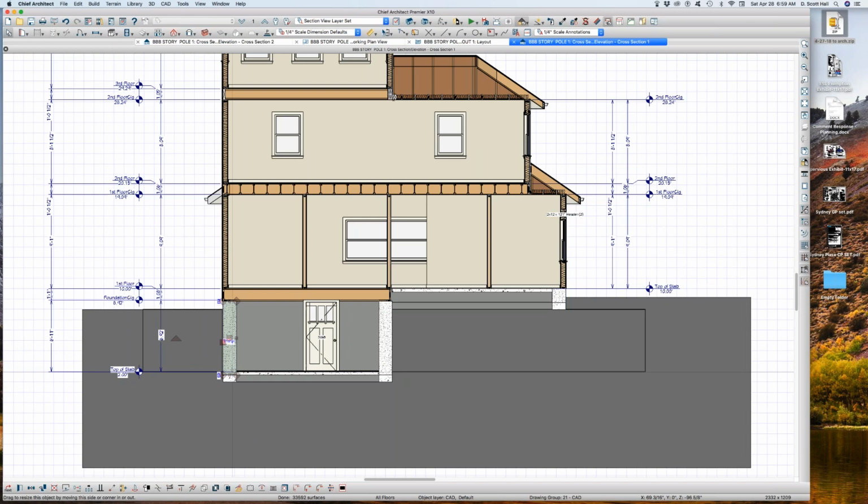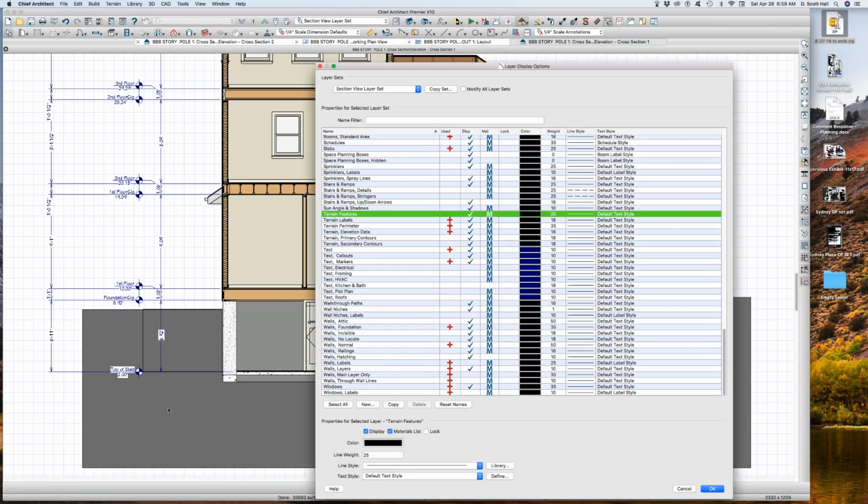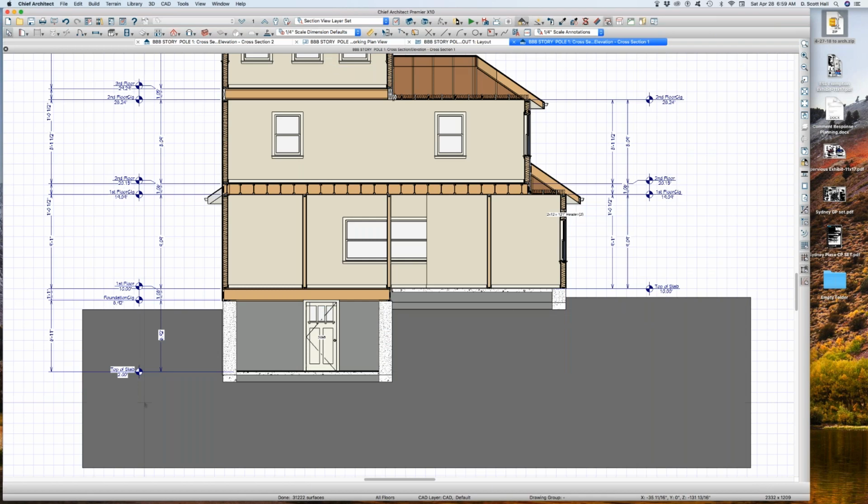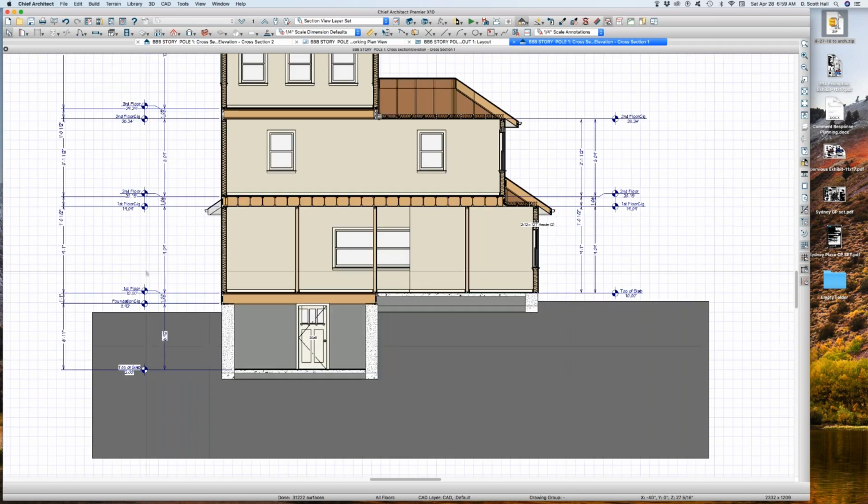The point of this is that I don't want to see the terrain perimeter, because I can see it. Yep, that's gone now. Perfect. Top of slab, foundation, ceiling, top of slab. I forgot where I was going. Oh, I know.